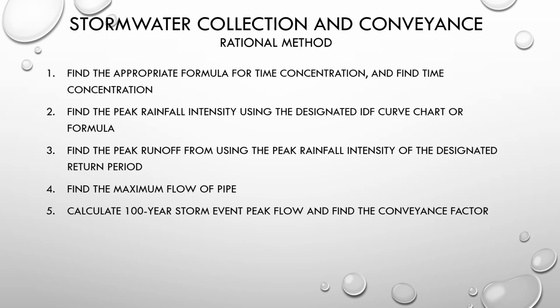So the way we go about this question is that we have to find the appropriate formula for time of concentration first from the runoff coefficient. After finding the time of concentration, we can use that to find the peak rainfall intensity from the designated IDF curve chart or the formula. After finding the peak rainfall intensity, we can use that to find the peak runoff, and from there we would move on to finding the maximum flow of a pipe, and we would calculate the 100-year rainstorm event peak flow and find the conveyance factor.